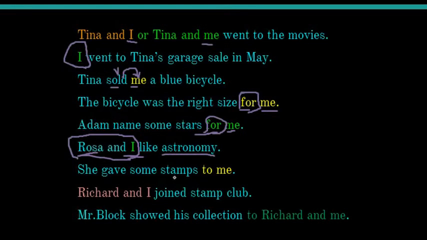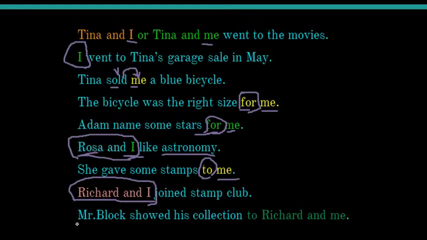She gave some stamps to me. In this sentence, again, me is the object of the preposition to. Next example, Richard and I joined the stamp club. In this sentence, Richard and I is a compound subject. As I have already mentioned, when you speak or write about yourself and another person, always name the other person first and use I as the subject of a sentence.